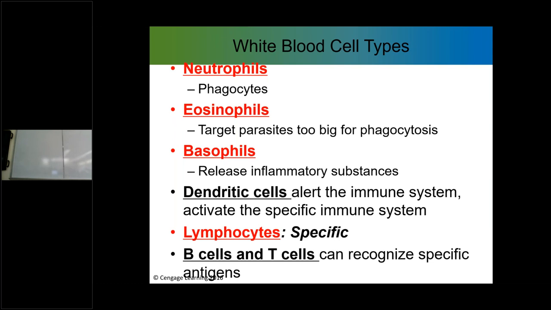So you'll see here, as far as the neutrophils, eosinophils, basophils: parasites, eosinophils. If a patient has a parasite infection, their body will produce more eosinophils to help fight that infection. Bacteria, primarily the neutrophils, okay? The basophils release inflammatory substances, like during allergic reactions and allergies, basophils.